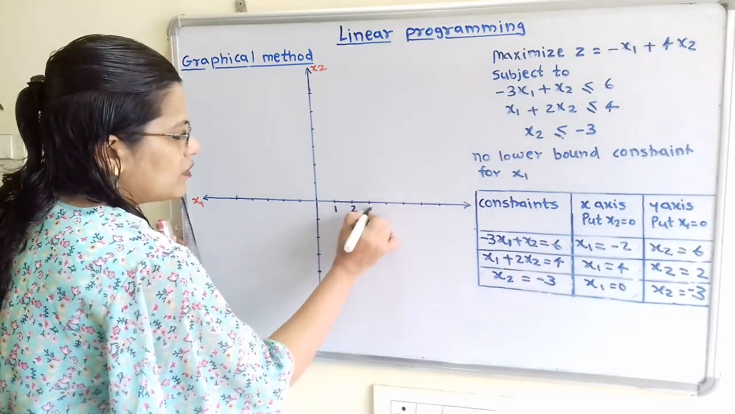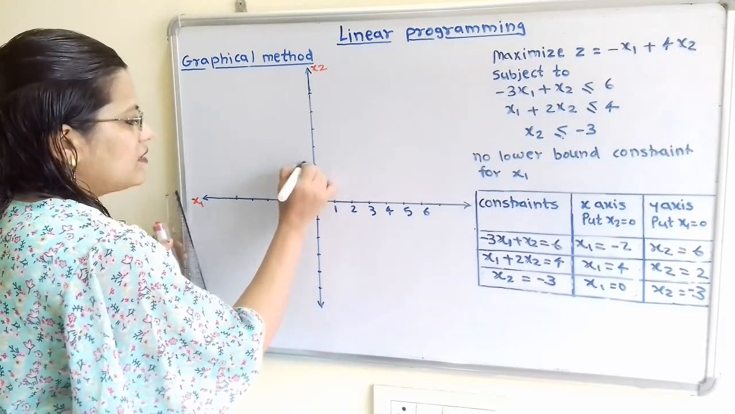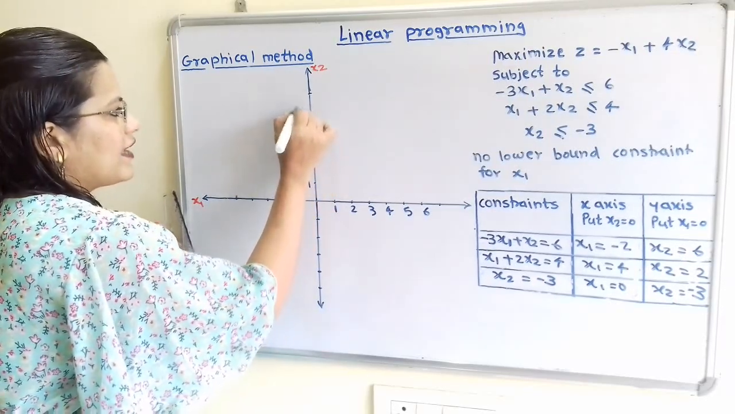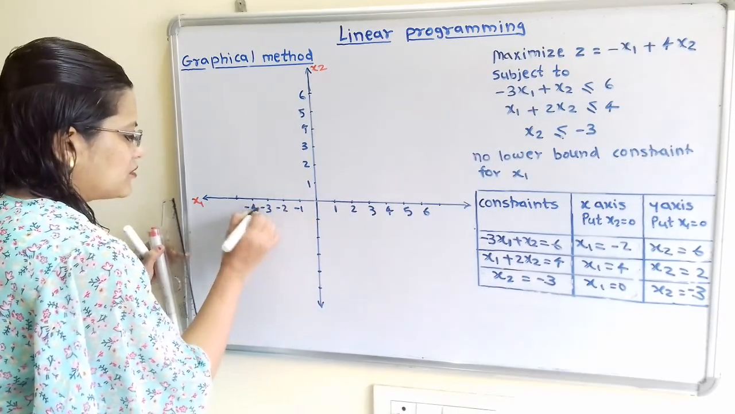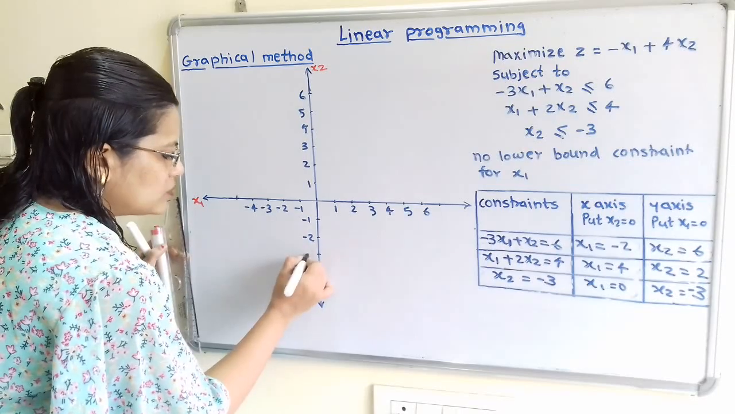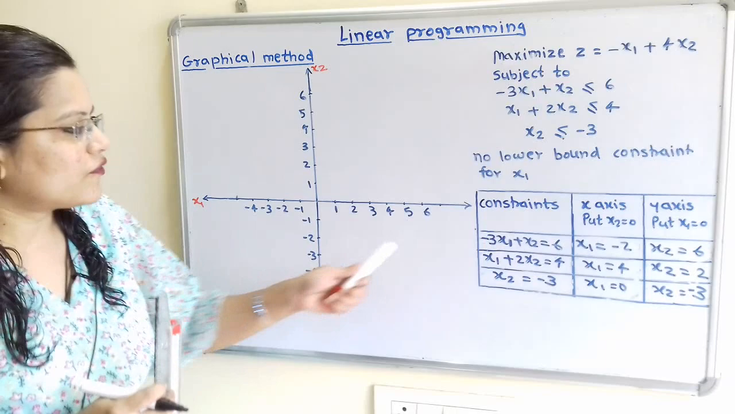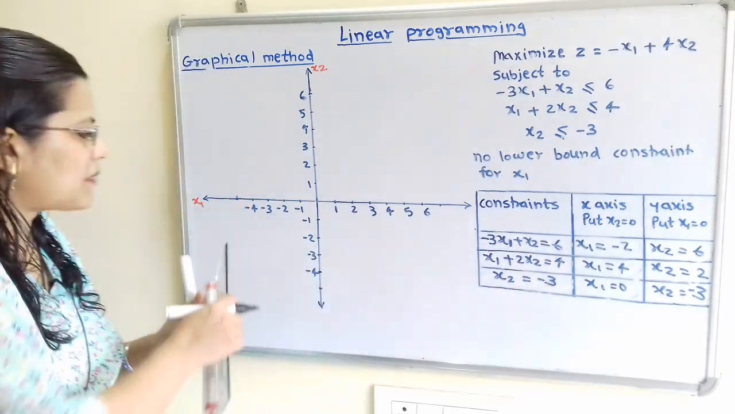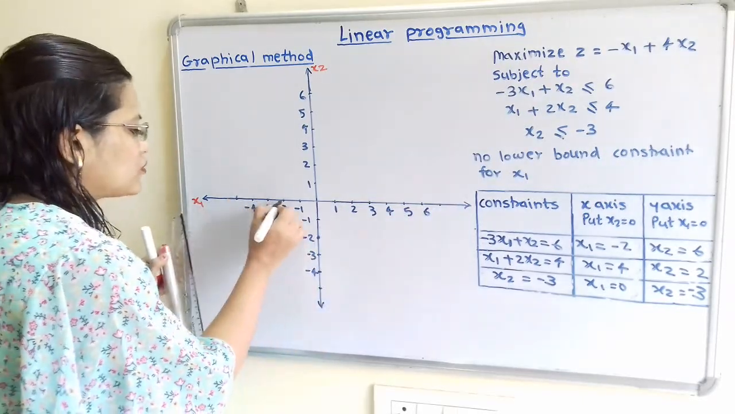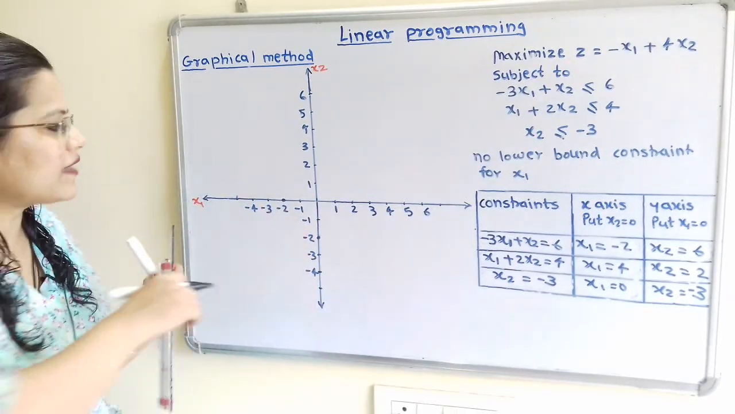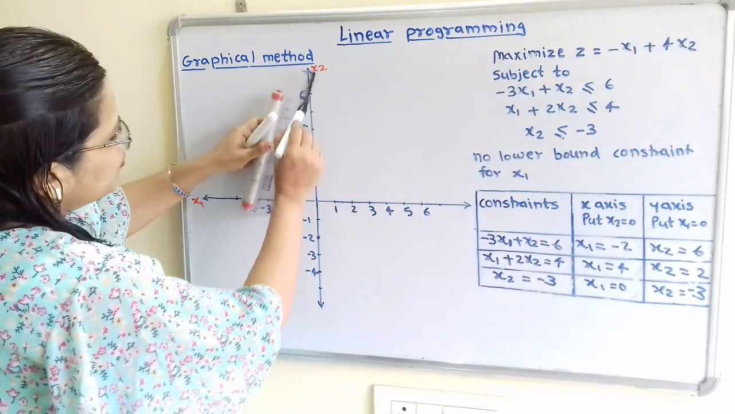Then on x-axis 1, 2, 3, 4, 5, 6. And on y-axis 1, 2, 3, 4, 5, 6. Here are the negative values -1, -2, -3, -4. Here are also negative values. Now we will plot the points. For the first constraint, x1 is -2. I will mark it. So these are the values of x1. Then x2 is 6. So here is 6. So we will join these 2 points.